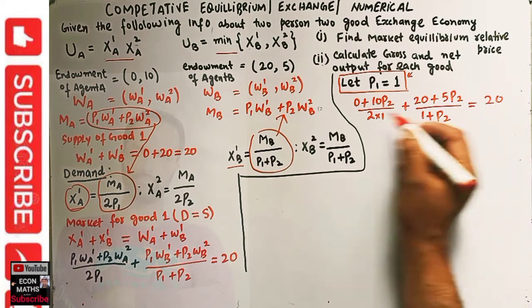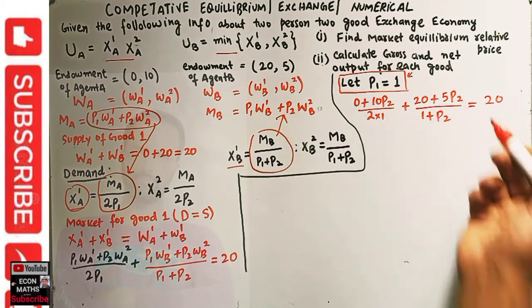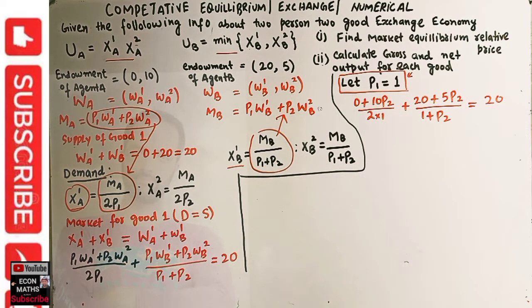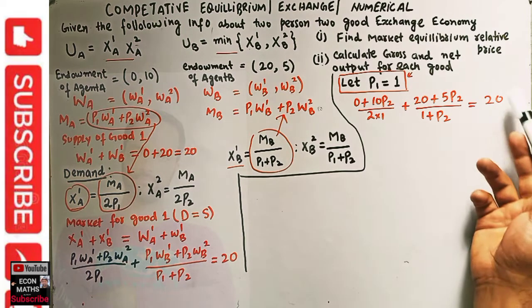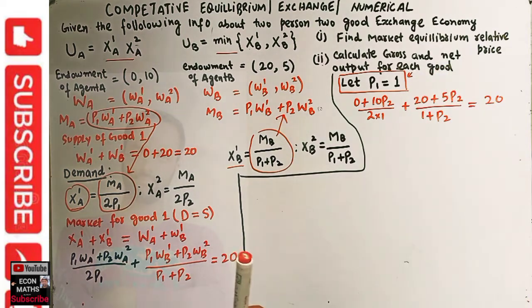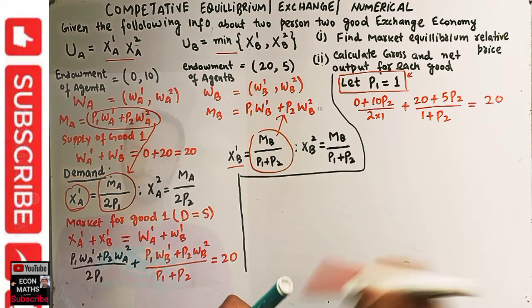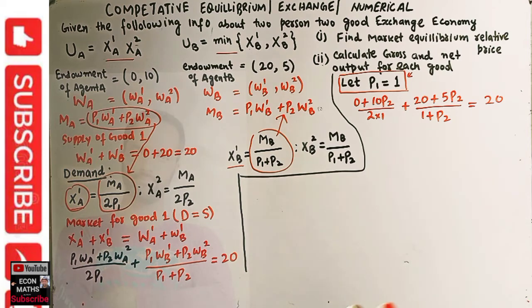So this denotes the demand for good 1 by persons A and B, which should be equal to the supply of good 1, the holding supply of good 1. Now let's try to solve this. Let us remove this for the sake of simplicity, and do some calculation.